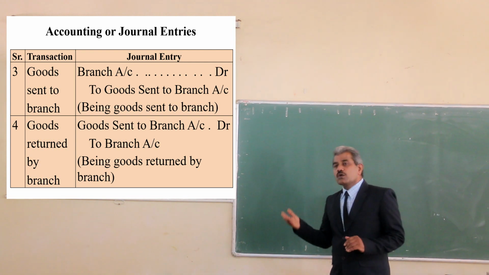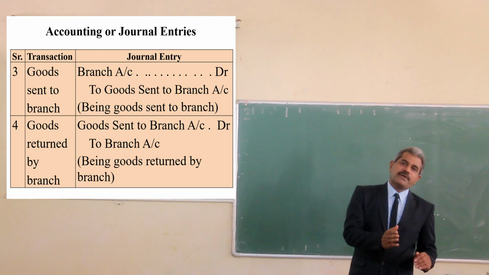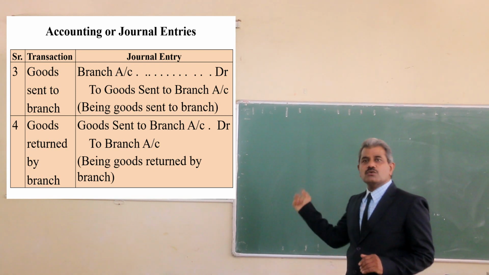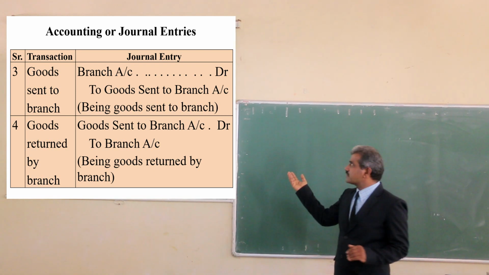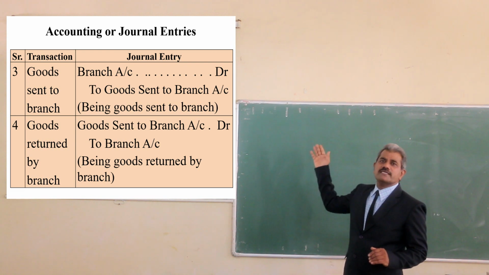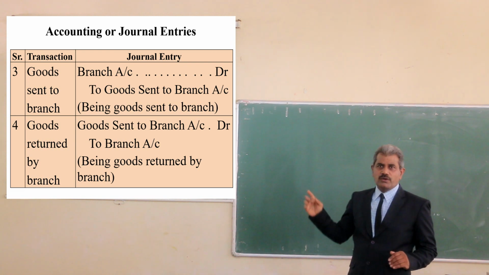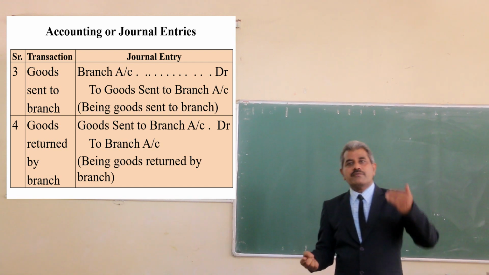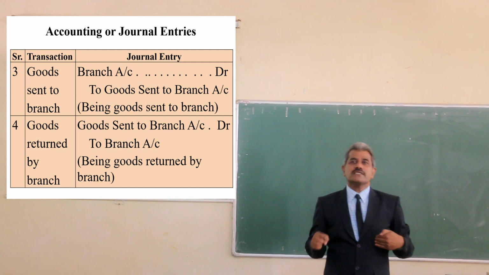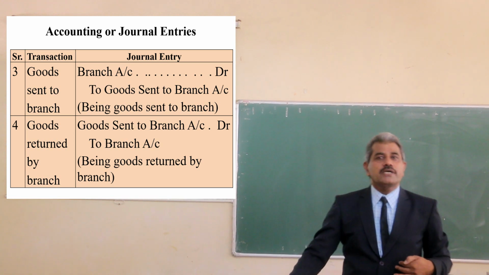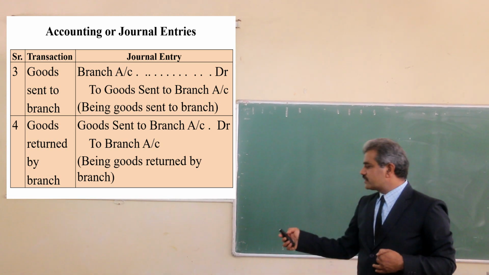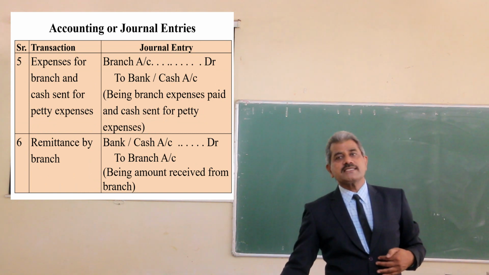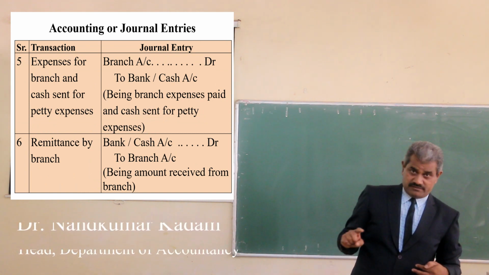If goods are returned by the branch to the head office, then a reverse entry is passed, that is goods sent to branch account debit to branch. For sending the goods, branch account debit to goods sent to branch account, and for return of goods, the reverse entry: goods sent to branch account debit to branch. Simple entries.